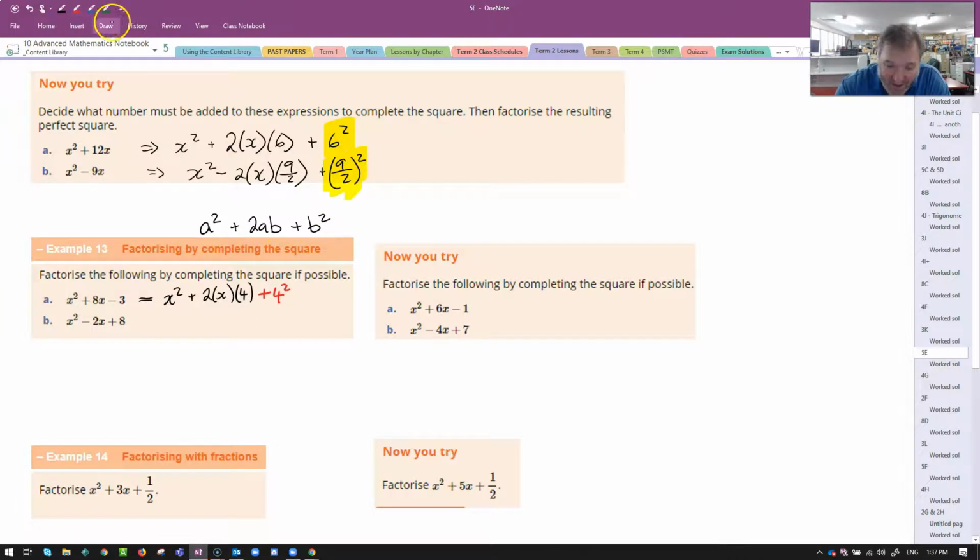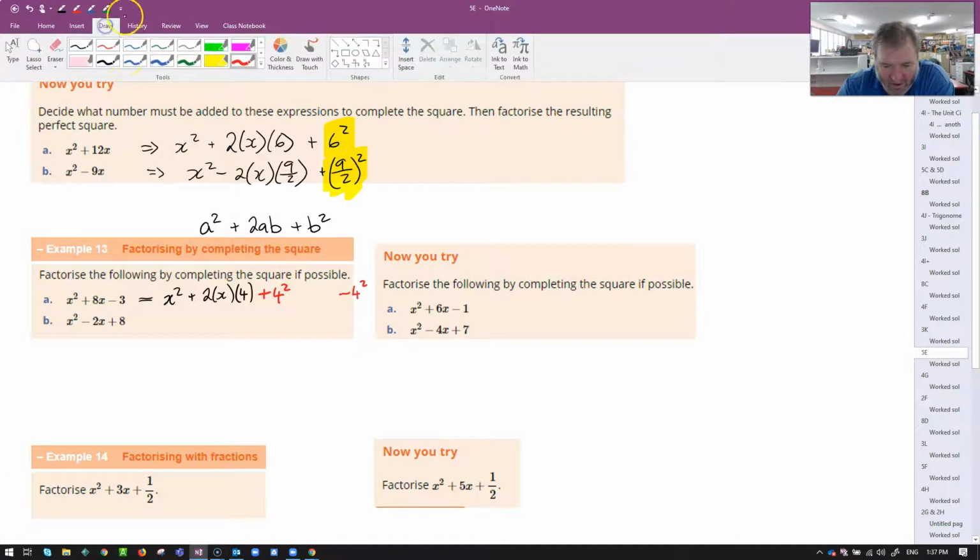That's good, but this time I am interested in making sure these are equal because I'm factorising now. I'm not just finding a number to add on. I've cheated. I've added on 4 squared. Well, the only way to make sure I haven't cheated and I can still say equals is to subtract that 4 squared again later on. If I add 4 squared and take it away, that's not changed its total value at all.